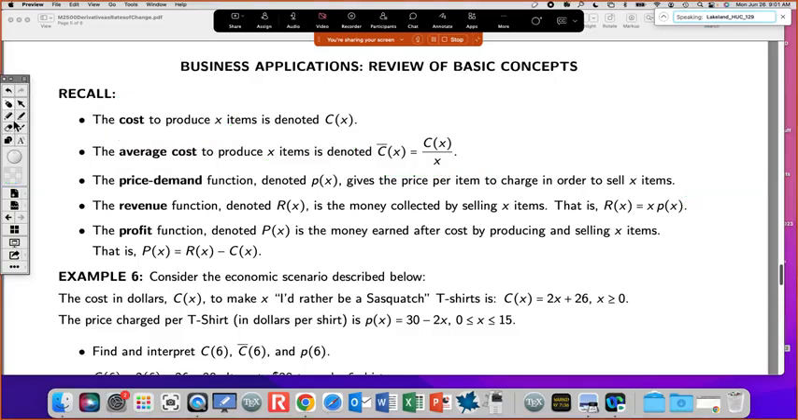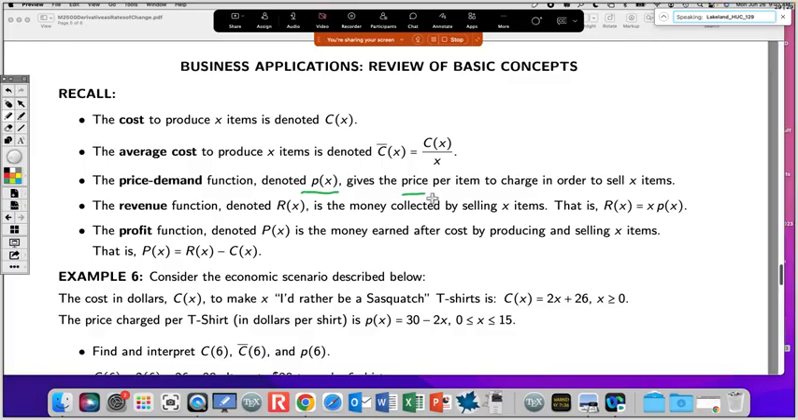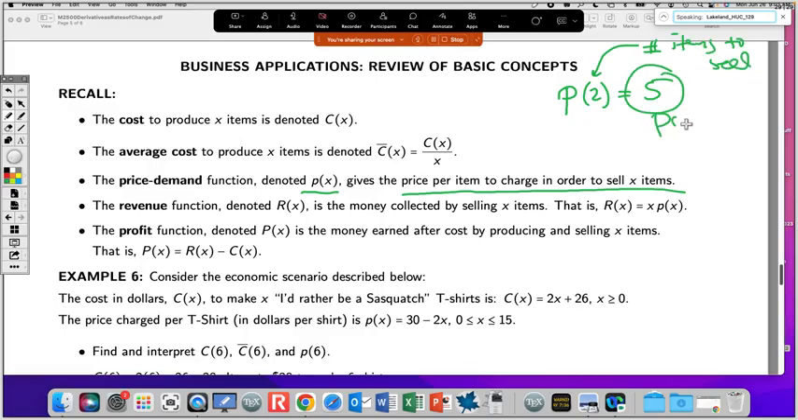The price demand function, little p of x, gives the price per item to charge in order to sell x items. So if you had p of 2 equals 5, the 2 that's going in is the number of items you want to sell, and what comes out is the price per item. In this scenario, if you want to sell 2 items, you would charge $5 per item. It's price demand because it connects the price, p of x, with x, the amount of things you're going to sell.